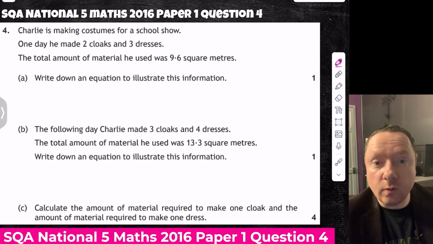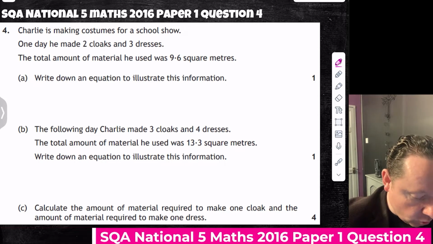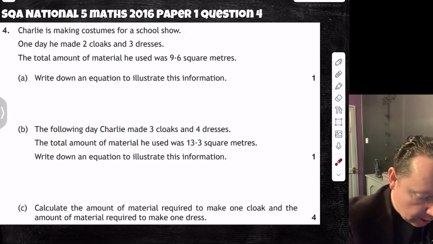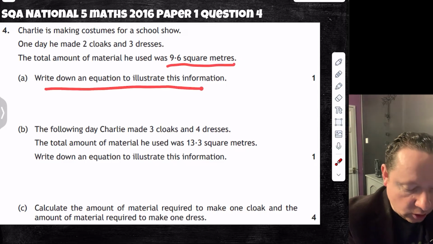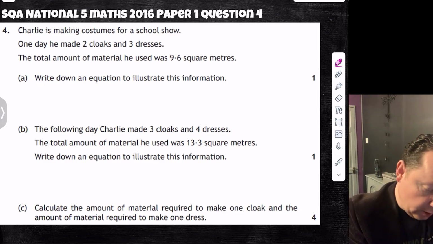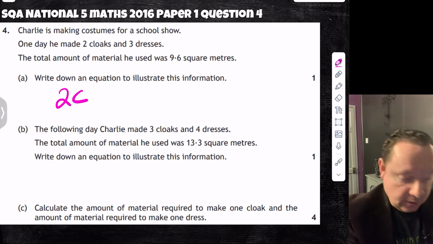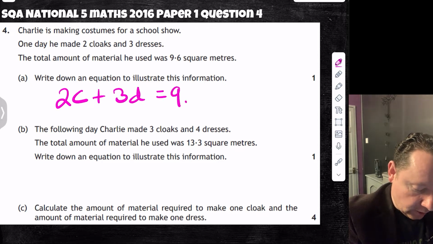SQA National 5 Maths 2016 paper 1 question 4 on simultaneous equations. Charlie is making costumes for a school show. One day he made 2 cloaks and 3 dresses, and the amount of material used was 9.6 square metres. Write down an equation to illustrate this information. Standard stuff. 2 cloaks, let's call that 2C, plus 3 dresses, 3D, equals 9.6, because it's 9.6 square metres.